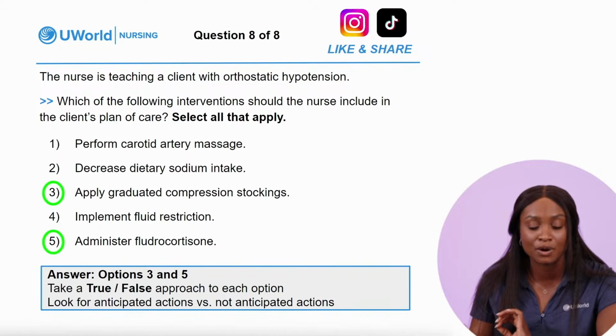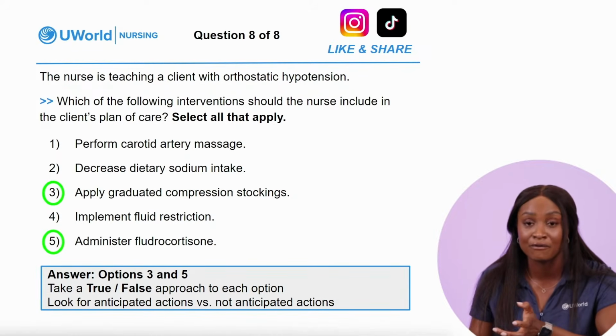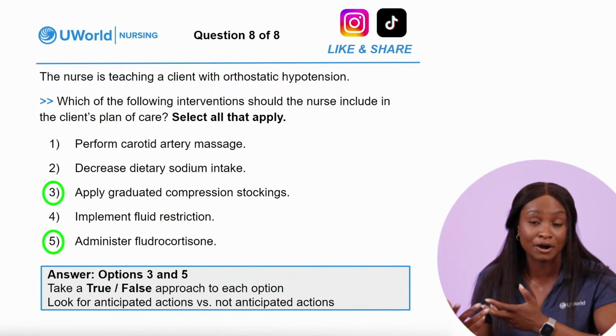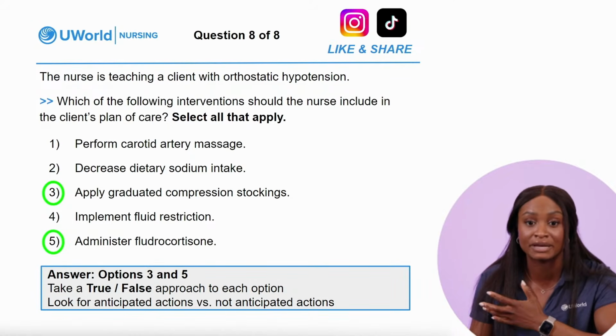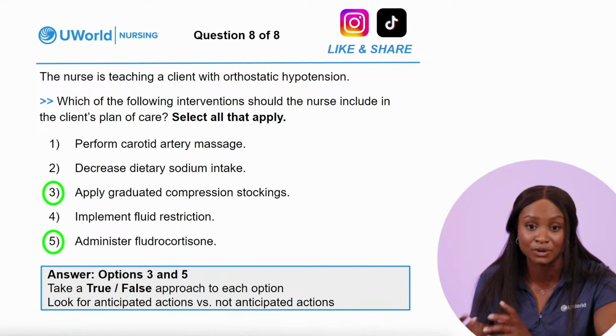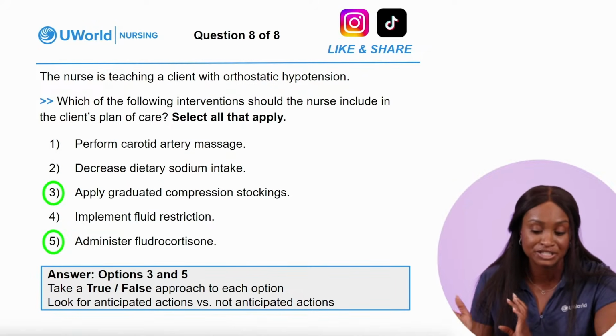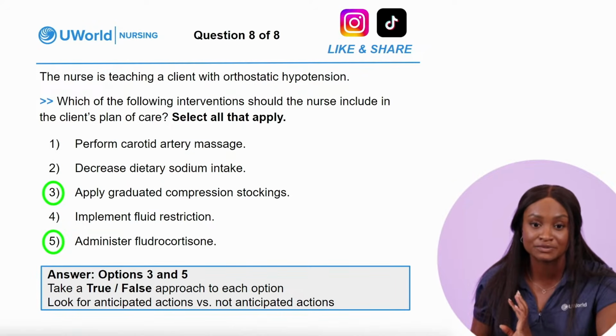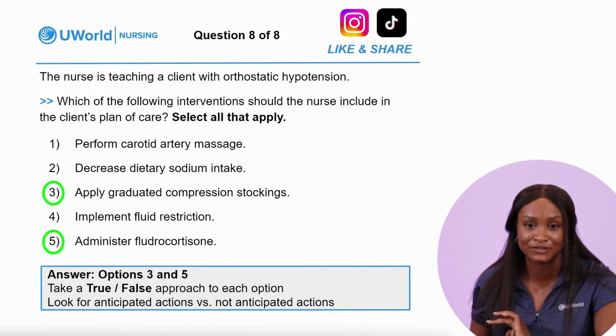And then option 4, we want to make sure that they have adequate hydration. Again, fluids make the blood pressure stay up, so we want to have an adequate volume or hydration. So options 3 and 5 are the correct answers for today.